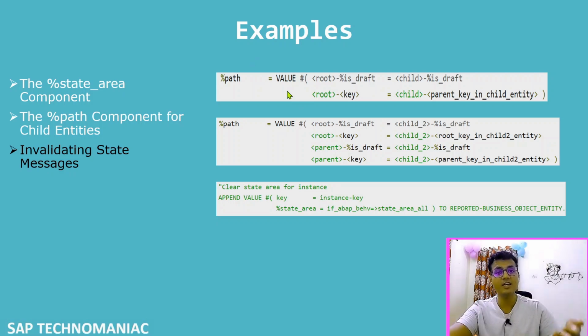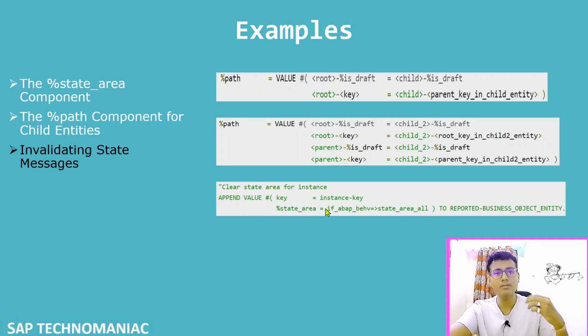Suppose you are sending from the child entity, then you have to pass the parent root entity, which is the root entity of this particular child entity, that will become the parent only in case of the child entity. In case of the grandchild entity, not only do you have to pass the root entity, you have to pass the parent entity as well. And in case of the state messages, this becomes very important.